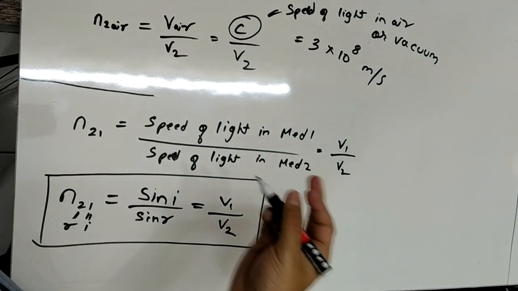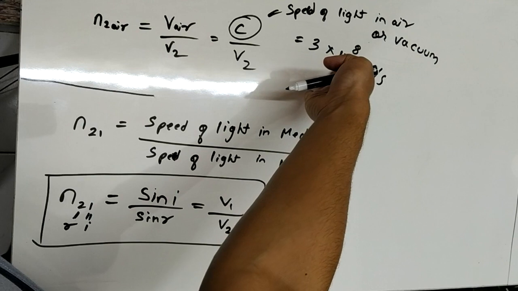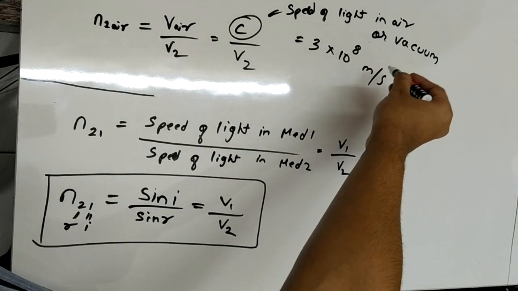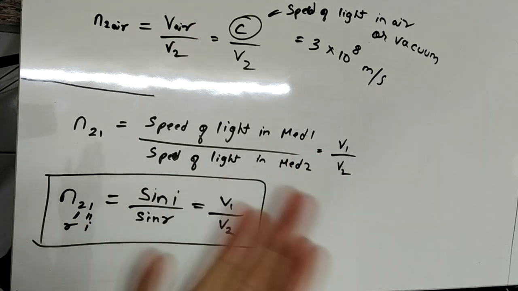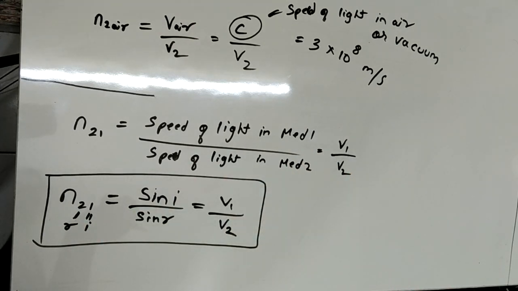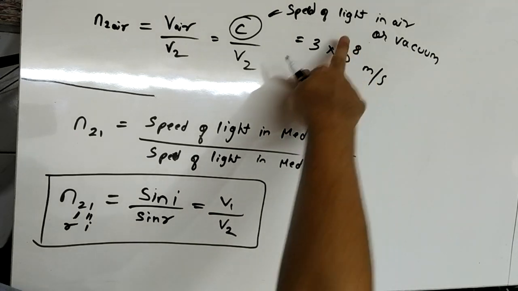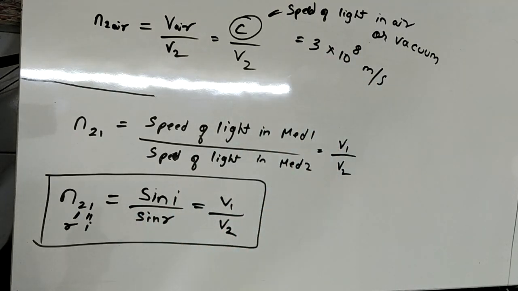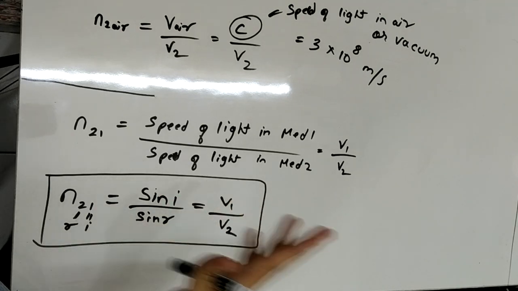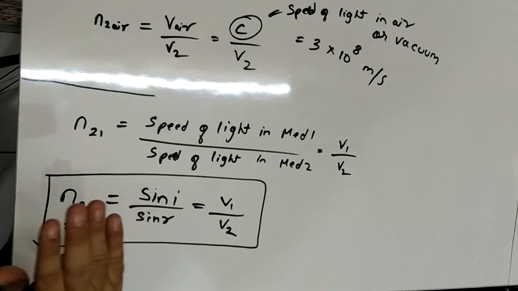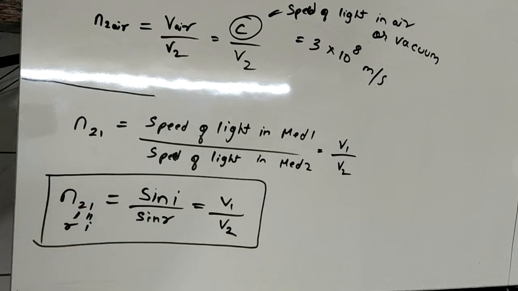Just imagine how much this means. 3 into 10 power 8 meters per second means 3 with 8 zeros after it. If we divide by 1000, it is 3 into 10 power 5 kilometers, that is 3 lakh kilometers per second. Can you imagine the speed? That fast light travels. There is nothing which travels faster than light according to today's science.